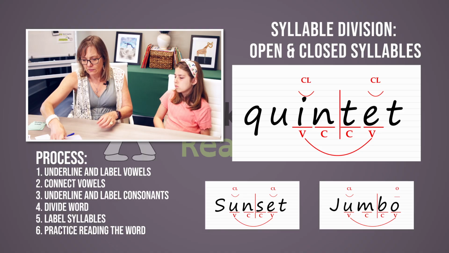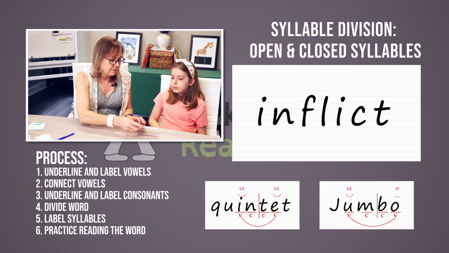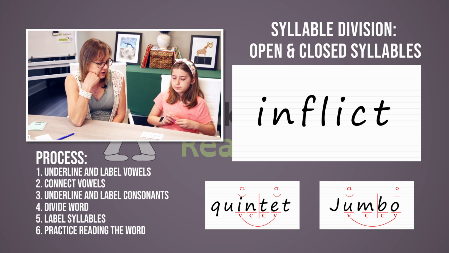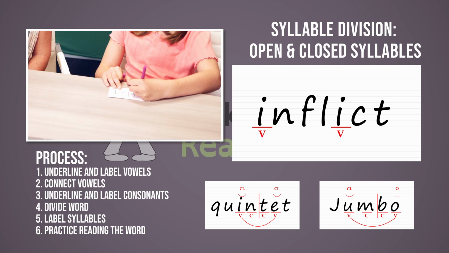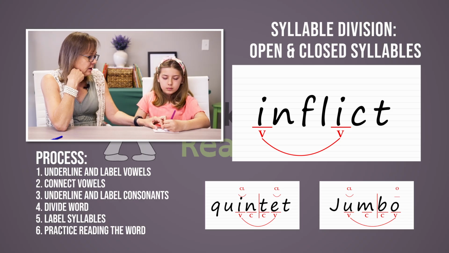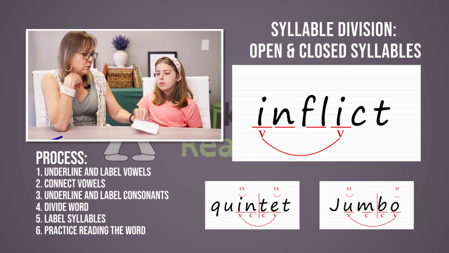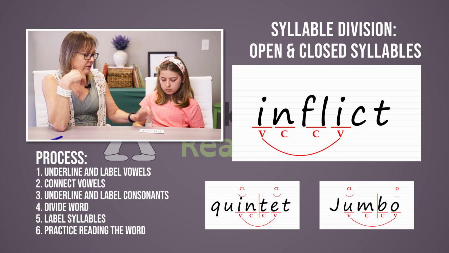Okay, let's do one with some blends. Same process, you underline your vowels. Now you're going to label what's underneath, but before you start writing, you're going to end up with 3 Cs, right? So what do we do there? You're going to keep the blend together. So you keep the FL as one consonant.